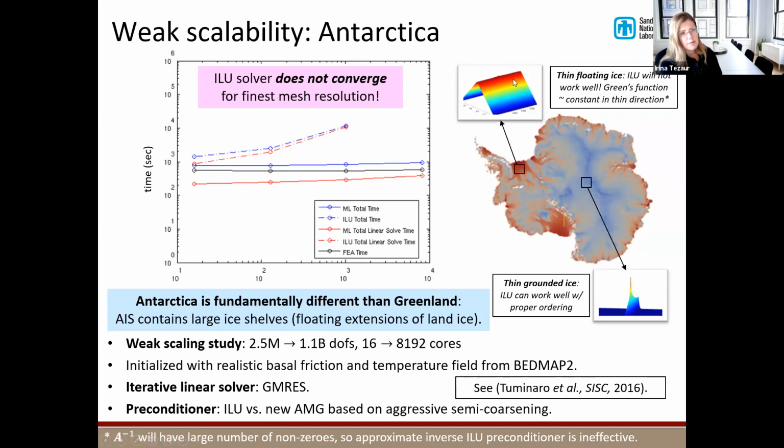What that means is that if you try to use an ILU preconditioner, it's not going to be able to approximate that inverse very well. So that's my elevator speech type of description of why the ILU doesn't work well for these types of problems. There's a lot more detail in the paper. And indeed, if you try running ILU here, you can see that it doesn't even converge for the finest problem, whereas we get a nice fast scalable solve using the AMG solver, which doesn't have this issue.